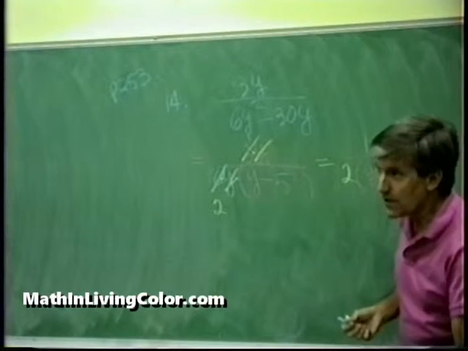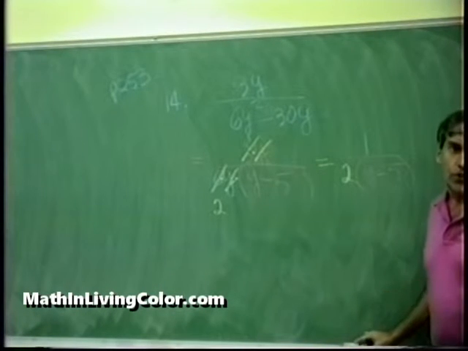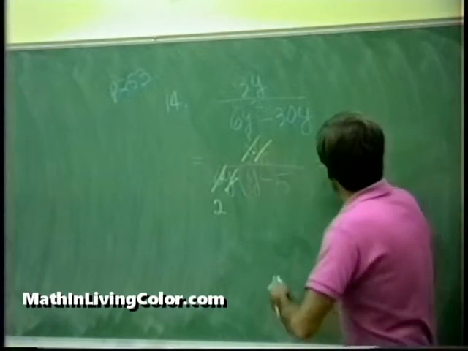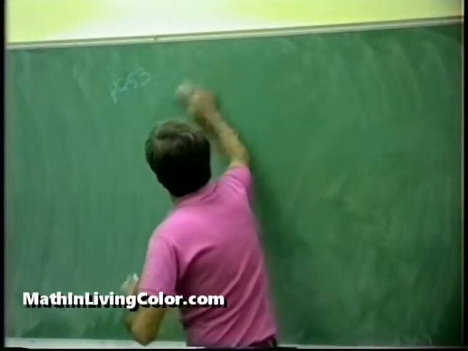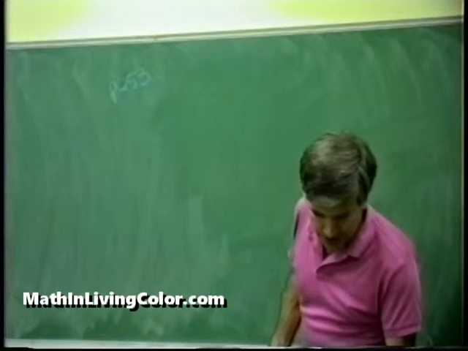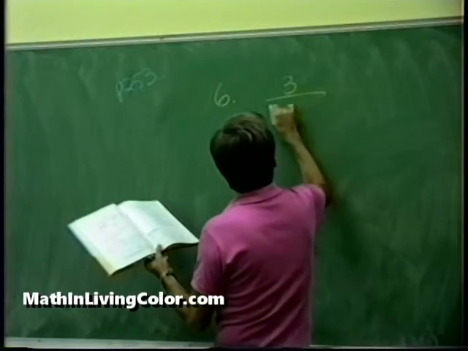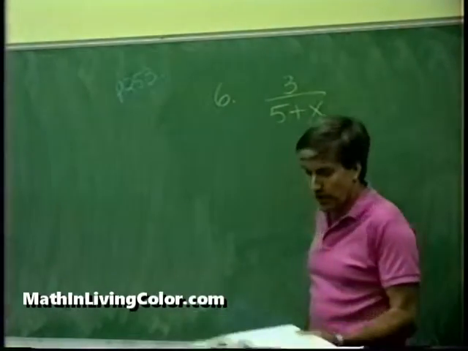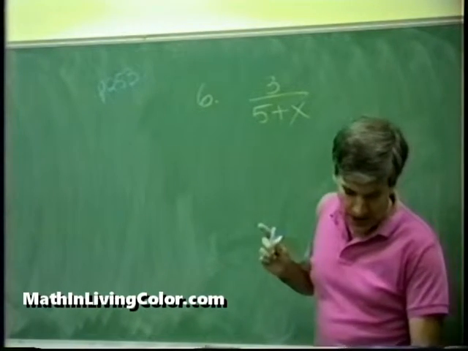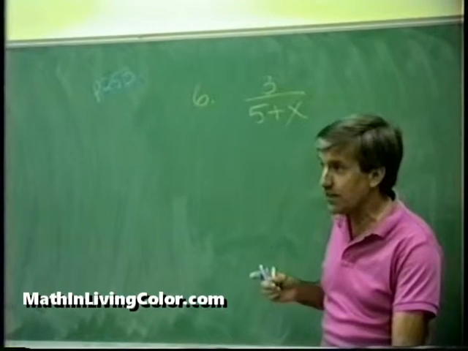All right? Now, I deliberately started with number 14, and I skipped problems 1 through 8. Because problems 1 through 8 are a little bit confusing. They're not difficult, but they're confusing as to what the author really wants you to do. So let's go back to number 6. And I'd like to do number 6. The problem says 3 divided by 5 plus x. But what I really need to do is read the instructions to the problem here. Here's what it says. Find the values of x, if any, for which the rational expression is undefined.